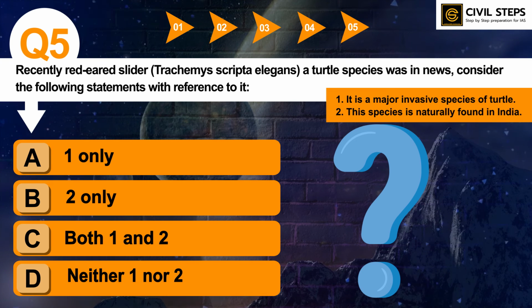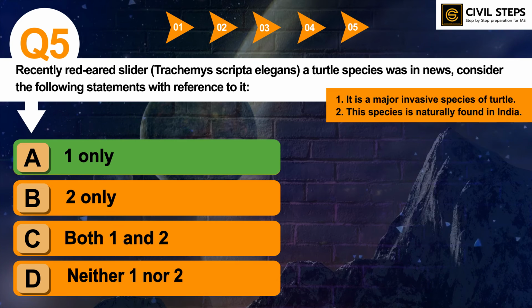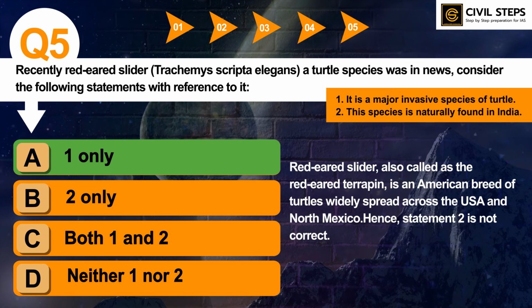So the correct answer of this question is option A, one only, while the second statement is incorrect. The second statement is incorrect because the red-eared slider, also called the red-eared terrapin, is an American breed of turtles widely spread across the USA and North Mexico. Hence statement 2 is not correct. So this was about a turtle species which was recently in the news. So you should prepare geography from a current affairs perspective as well.